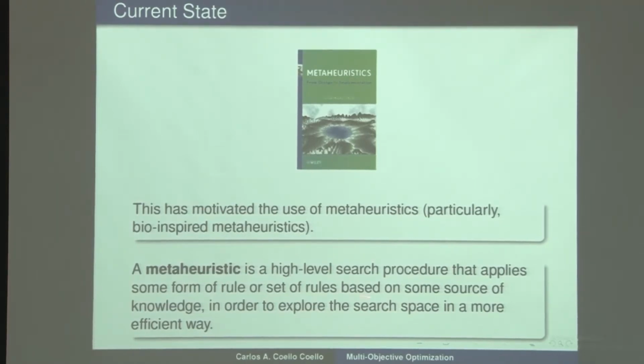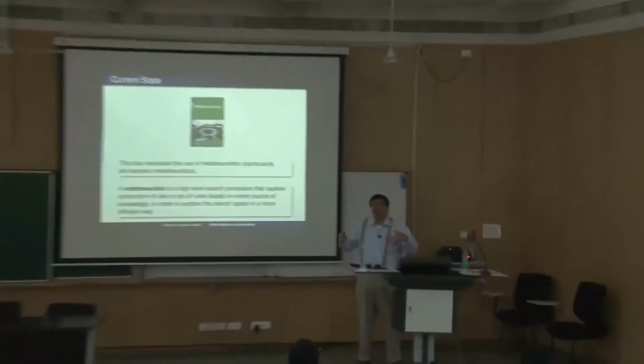There is some rule that is guiding this search. The rule may be deterministic or may be probabilistic. In the case of evolutionary algorithms, they are stochastic because the rule is not deterministic. This rule is probabilistic. And basically, what we want is to explore the search space in a more efficient way. What do we mean by more efficient? More efficient than what? More efficient than brute force, than enumerating every possible solution.